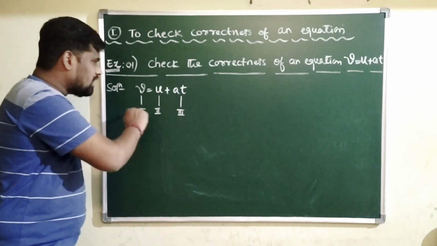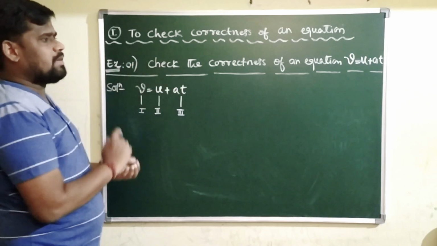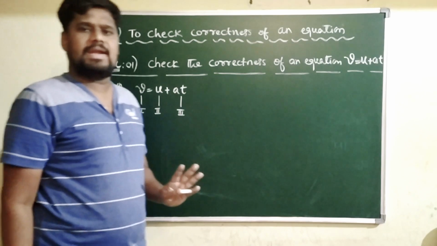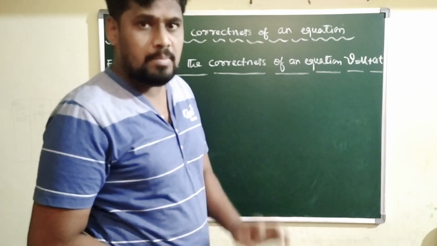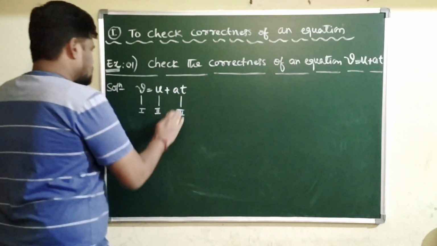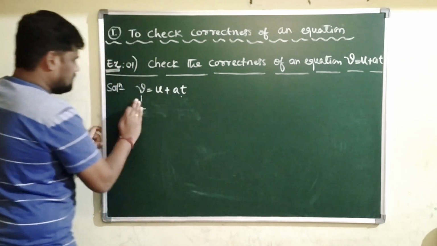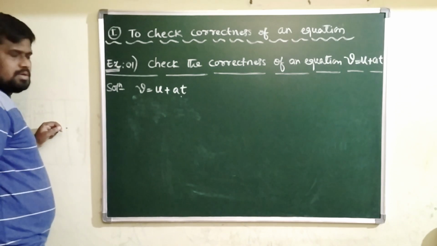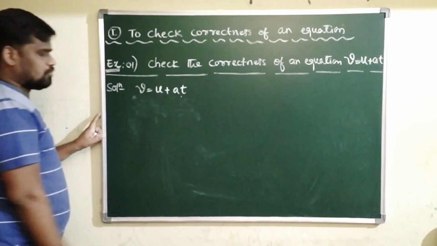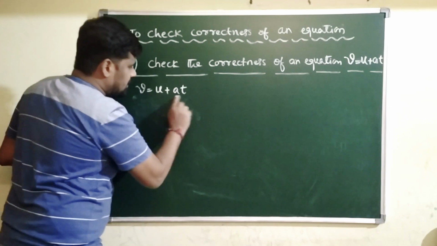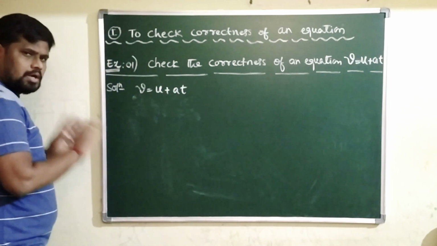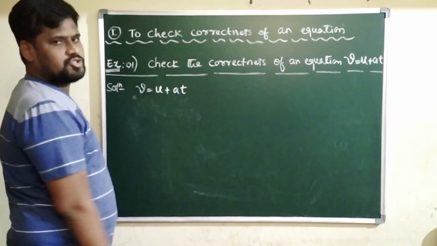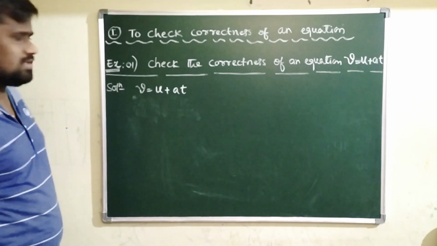If these 3 terms have the same dimensions, then the equation v equals u plus at is considered a dimensionally correct equation. So let me consider the first term here. Find the dimensional formula of the first term, the second term, and the third term. If all the terms have the same dimensions, then the given equation is correct.